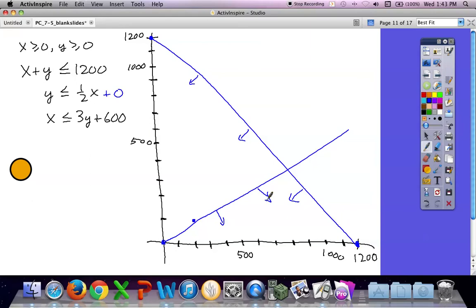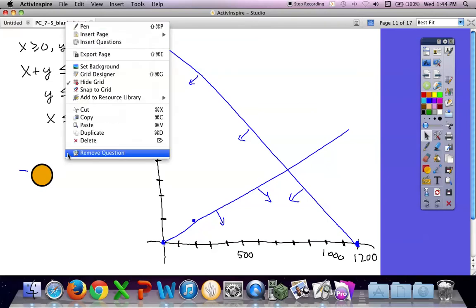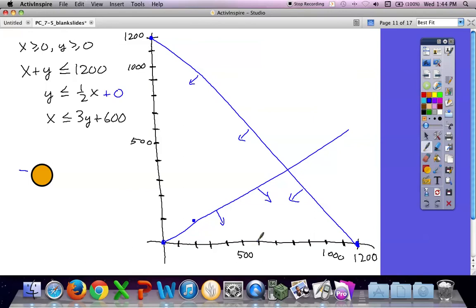Okay, and then the last one, which is kind of a tricky one to do, but not too bad. We need to get 2 points so we can graph this line. Let me change this. If I cover up the 3y, x equals 600. So if y equals 0, x equals 600, that's the x-intercept. That is right here.